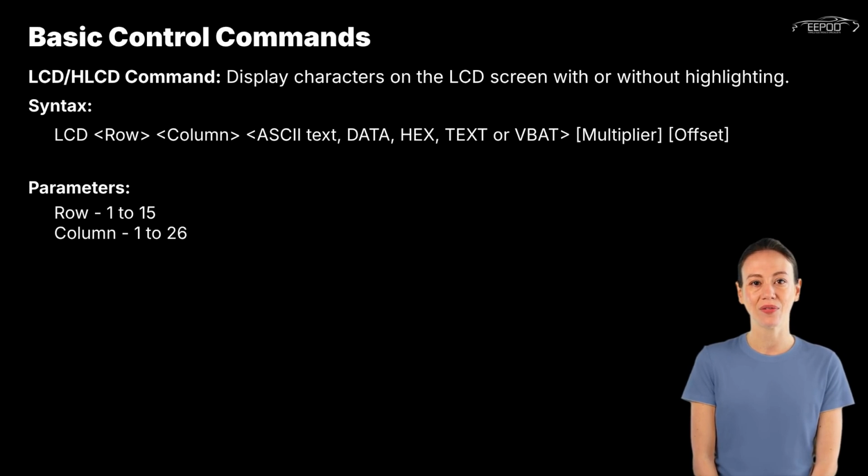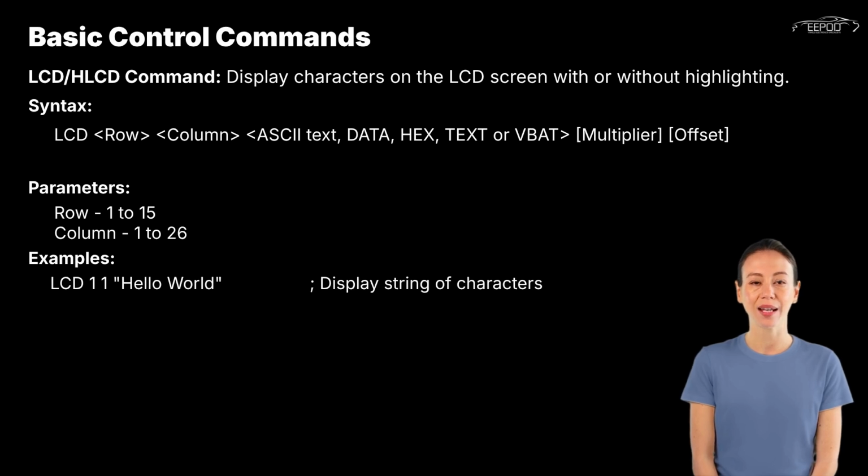Now, let me break that down. Row is from 1 to 15. That's top to bottom. Column is from 1 to 26. That's left to right. What to display can be just simple text or real data from the vehicle, like VIN, battery voltage, diagnostic responses, anything you want. For example, just displaying some text. LCD row 1, column 1, hello world in double quotes. This will show hello world starting at the top left corner of the screen, row 1, column 1.